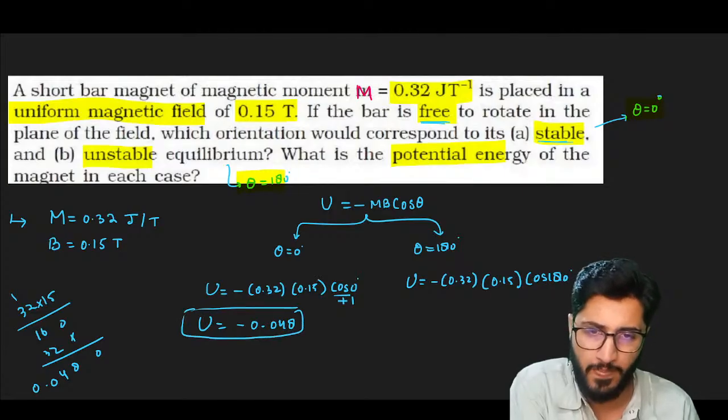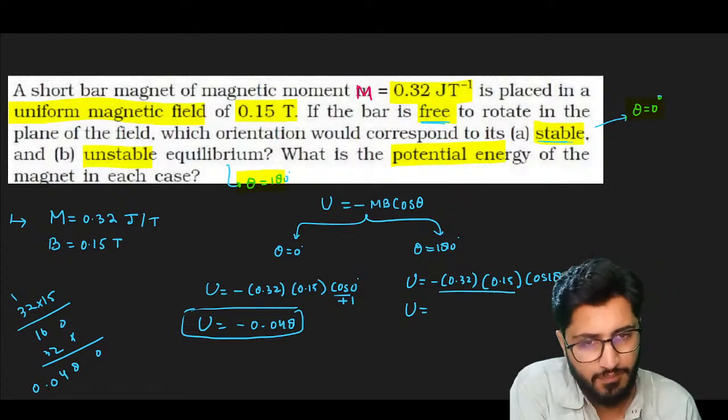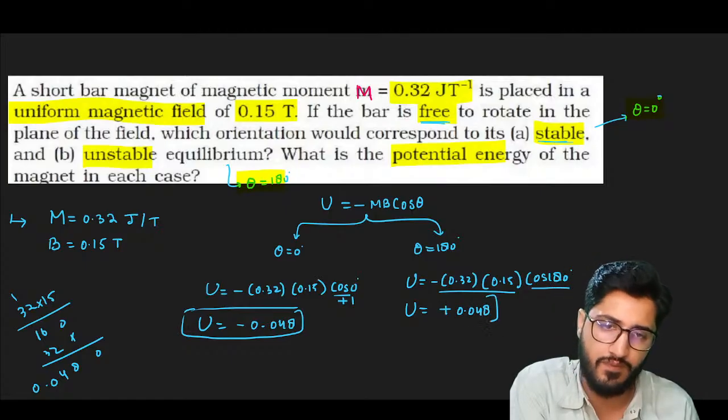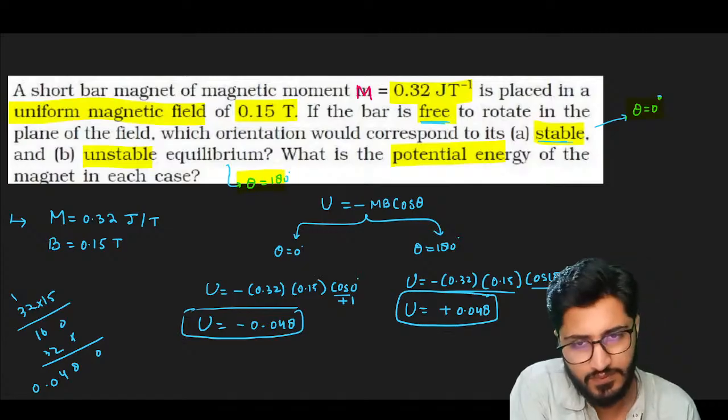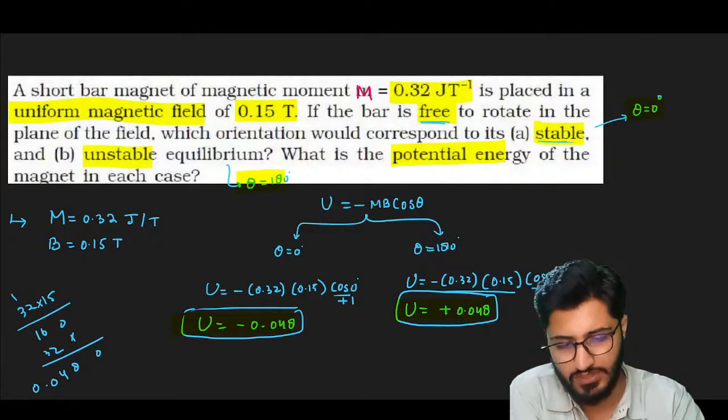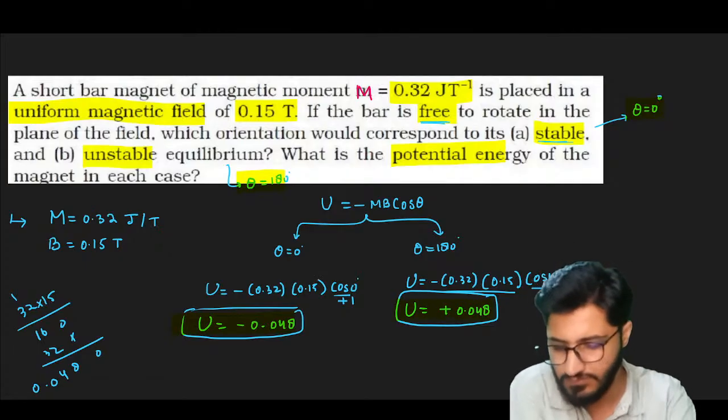Here, this quantity is the same, but cos 180 is minus 1, so I can write it as plus 0.048. Done. So we know that minimum potential energy means stable, maximum means unstable. So this is the answer of my numerical. Easy or super easy?